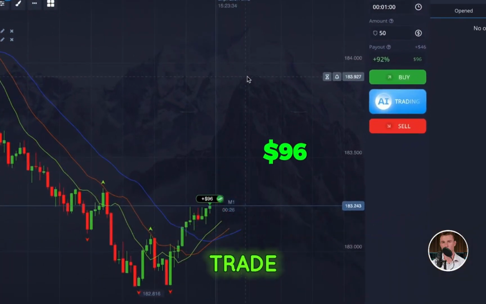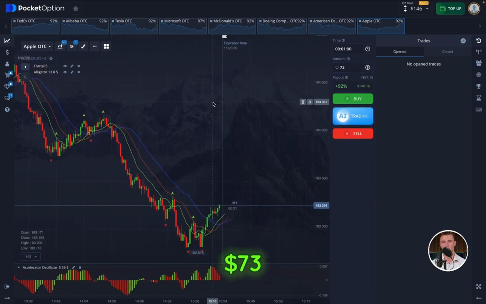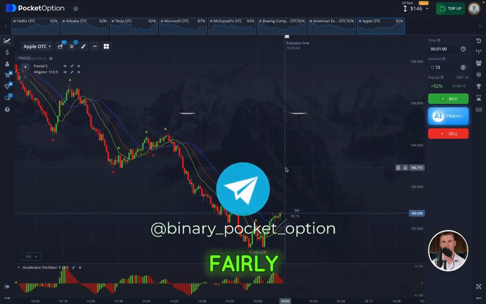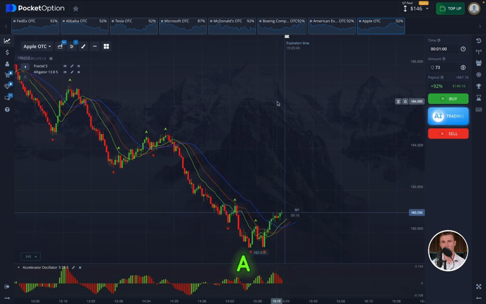And the first trade closes with a plus without any problems. Great, let's open the next position at $73. In general, there was a good entry point here. A fairly good exit also occurred and closed the deal with a plus without any problems. We will change the asset and continue trading.